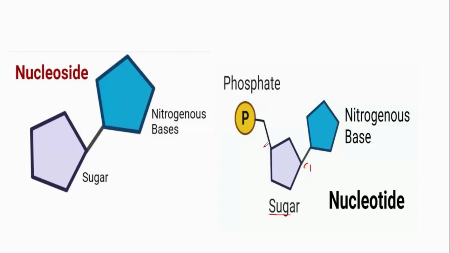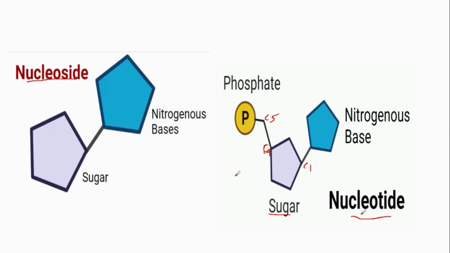This is C4. Then we're going to have C5 over here. This is going to be C4. And this is the phosphate group. And the C5 will be connected with what? A phosphate group. That makes up what? A nucleotide.